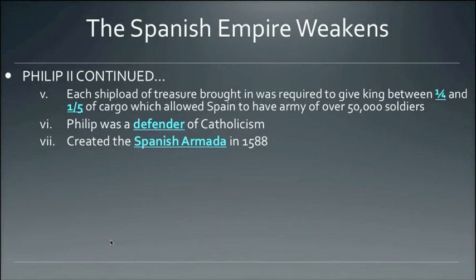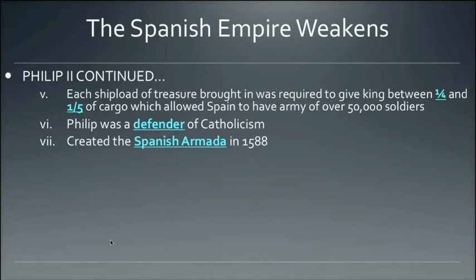A little background information on what's going on here. Philip had proposed marriage to Queen Elizabeth of England. In fact, he was married to her older sister, Bloody Mary. If you remember that story when we talked about that last unit, Bloody Mary was very Catholic, Philip's very Catholic, and he wants England to remain Catholic. But we know that Queen Elizabeth does not do that.